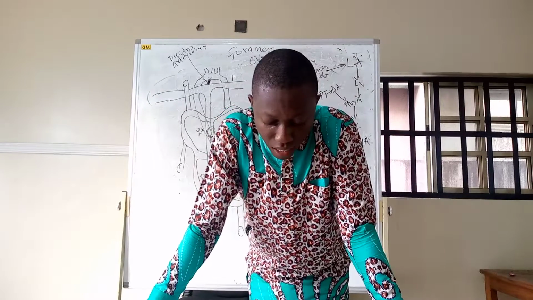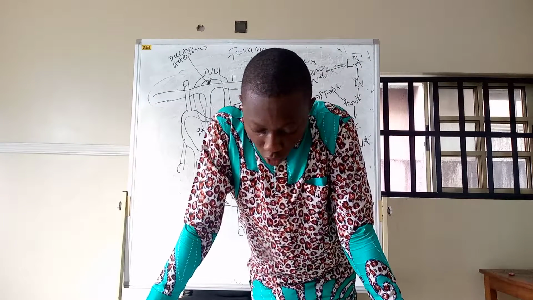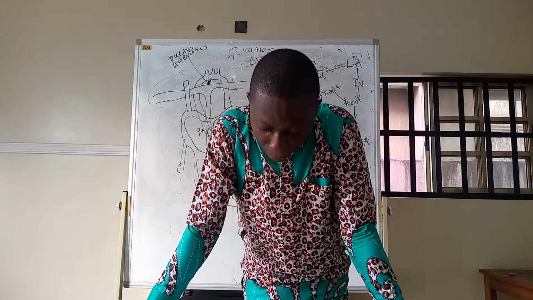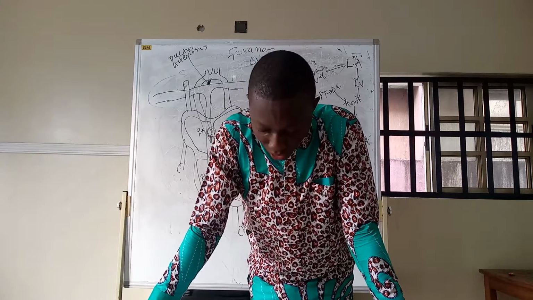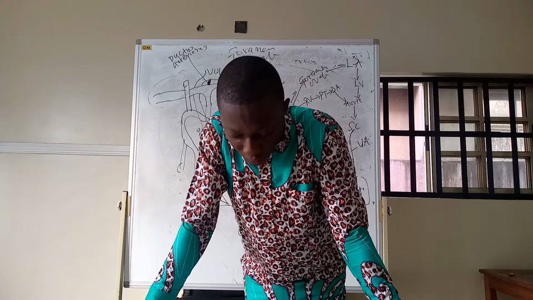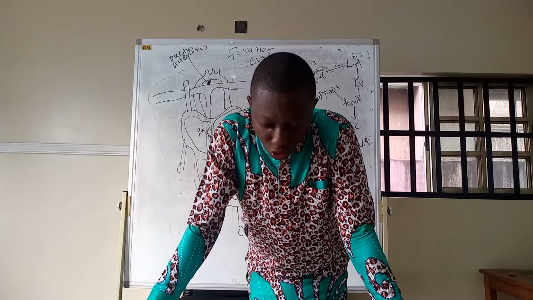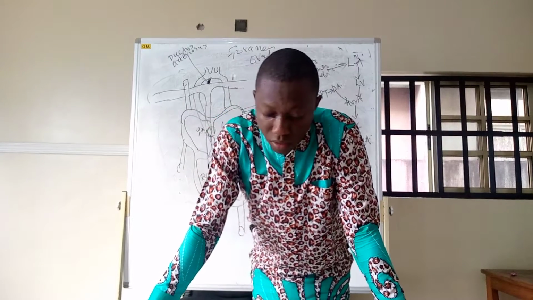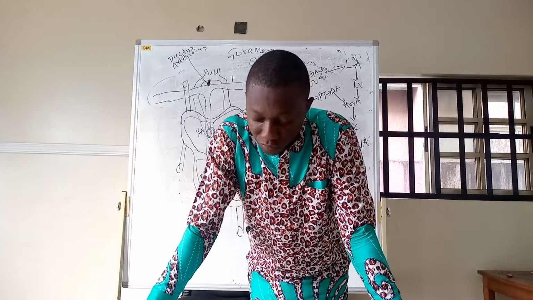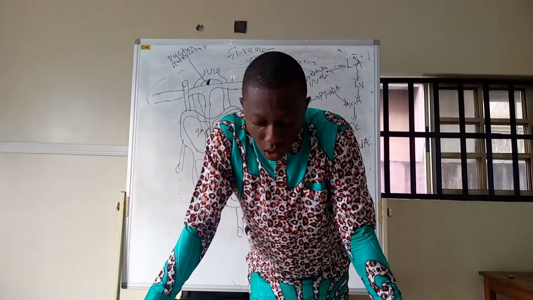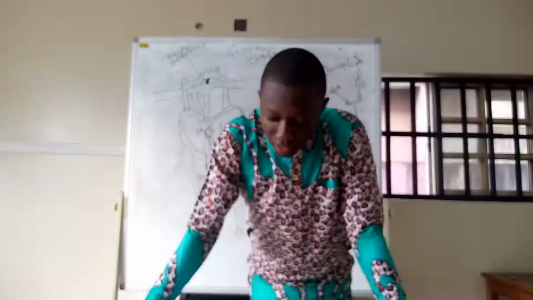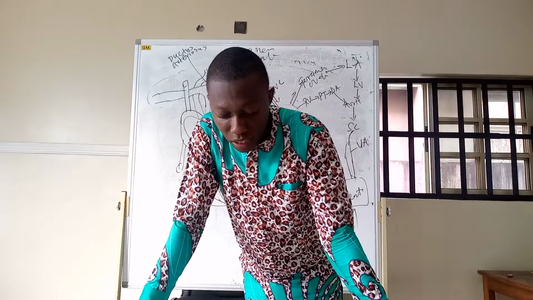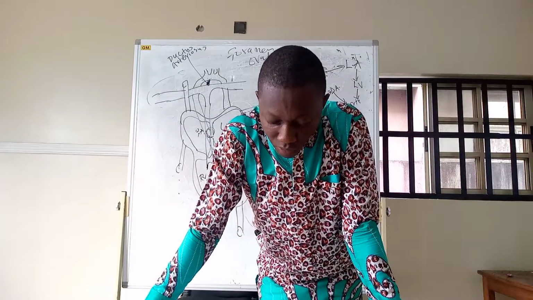Now, continue writing. At the right atrium, most of the blood bypasses the right ventricle and enters an opening between the right and left atria called the foramen ovale, and then to the left atrium. Only a little blood from the right atrium enters the right ventricle.